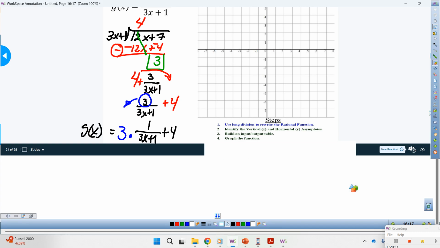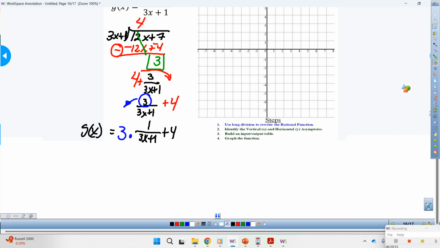All right, so from there, we do need a VA and an HA. Tell your neighbor what you got for the VA and HA. VA, x equals, and HA, f of x equals, or g of x. All right, so what is our VA? Joseph, pass him one. Enrique. Minus 1 over 3. That is correct. How about our HA, Enrique? Yep. All right, let's graph that.